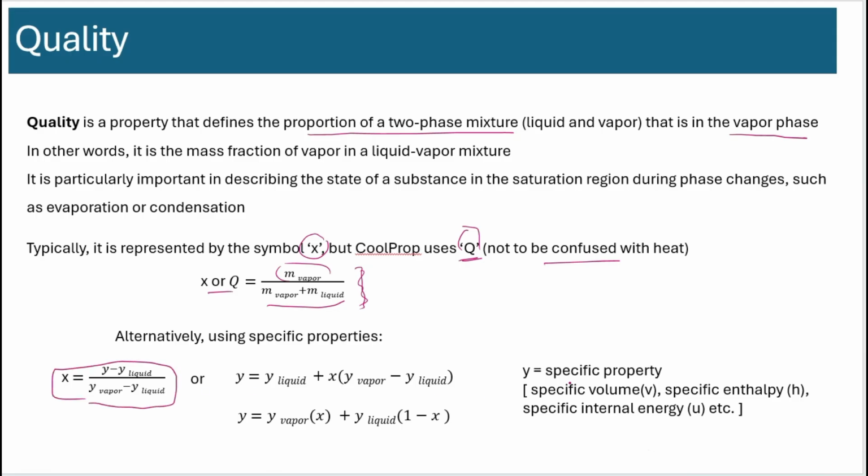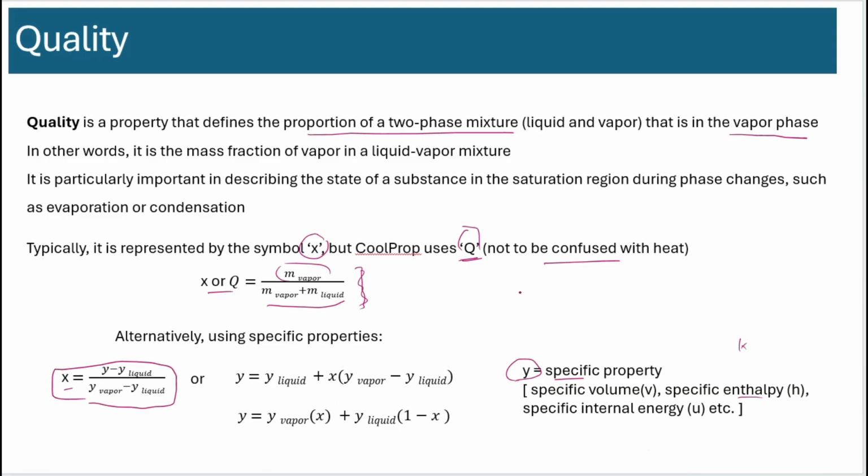Okay, and by specific property, what I mean is there is a per kilogram, per mass term there. So specific volume would be volume per kilogram, right? So that's a specific property. Specific enthalpy is enthalpy per kilogram per mass. Specific internal energy is internal energy per kilogram. So if you have any property like that, value y, you can estimate the quality x using this equation.